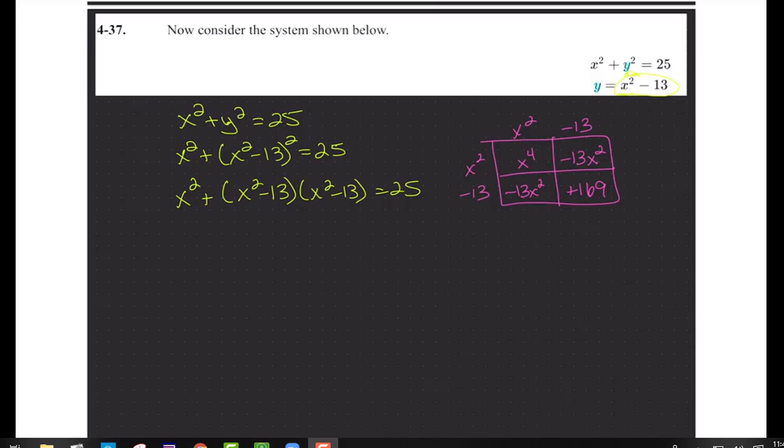So going back to our problem, we got our x squared plus, what do we got? x to the fourth. Yep, sorry. Yep. Minus 26x squared plus 169 equals 25.